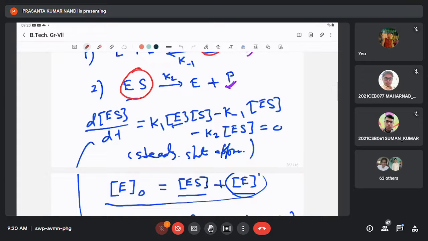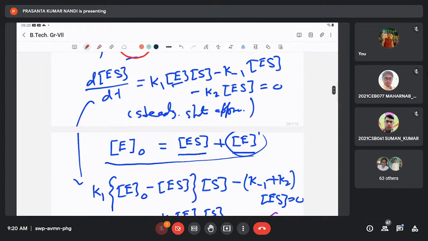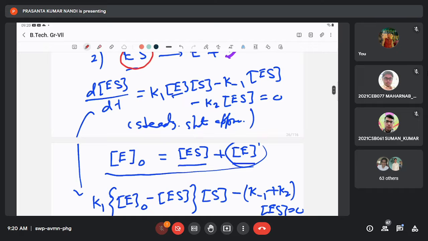Now there is another important approximation. Let us consider E0 indicates what? The total or initial concentration of enzyme that you have taken. And this must be equal to the concentration of ES, the intermediate adduct species, plus E. E denotes here the free enzyme, right? So this is not prime.